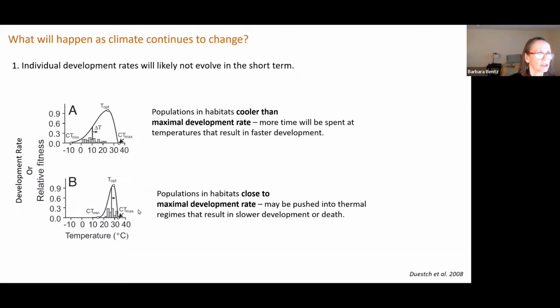Conversely, populations that are in habitats that are already close to their maximal development rate could be pushed into thermal regimes, these here where development rates go down, that result in slower development and potentially death as they move into hot temperatures that cause death.